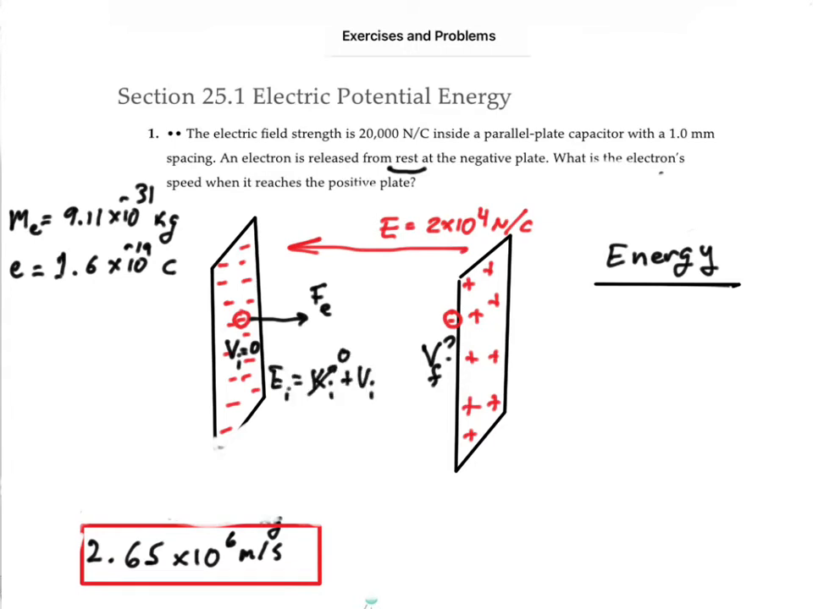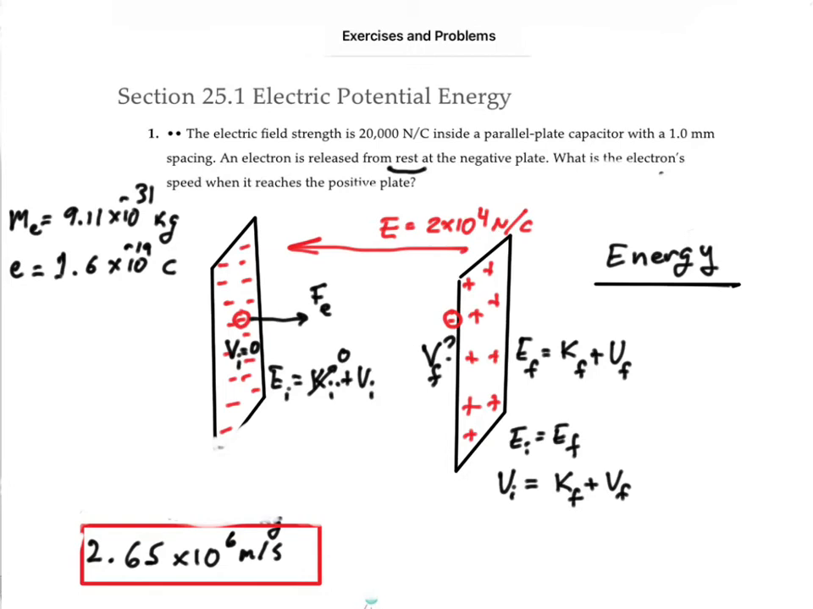The approach for conservation of energy involves evaluating the initial energy. The electron on the negative plate would have an initial energy given by its kinetic energy plus its potential energy. The initial kinetic energy is 0 because the electron starts at rest. The final energy, when the electron arrives at the positive plate, has some final kinetic and some final potential energy. Conservation of energy tells us that the initial and final energies should be equal. The initial is just the initial potential, because there's no kinetic at the beginning. The final energy is kinetic final plus potential final.